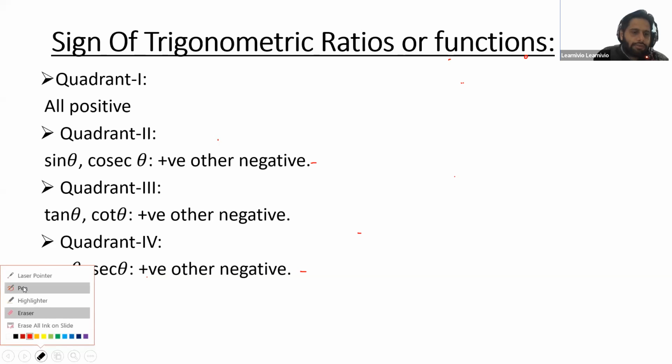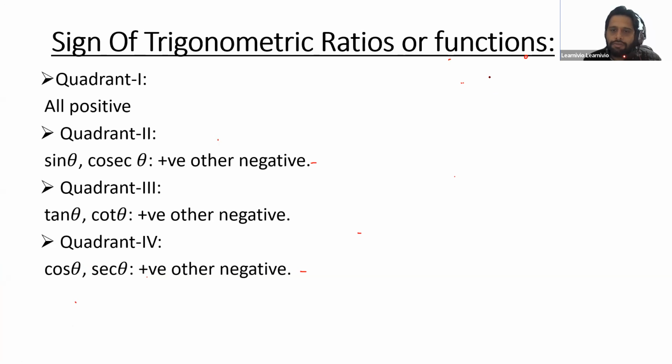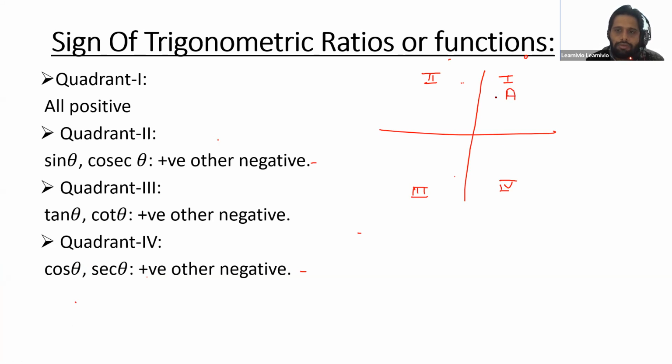So the next is we will summarize the results. Remember in this way, this is your first quadrant, this is your second quadrant, this is third quadrant, and this one is fourth quadrant. So remember in this way: all school to college. You all will move from school to college. In this direction, anti-clockwise, all school to college.